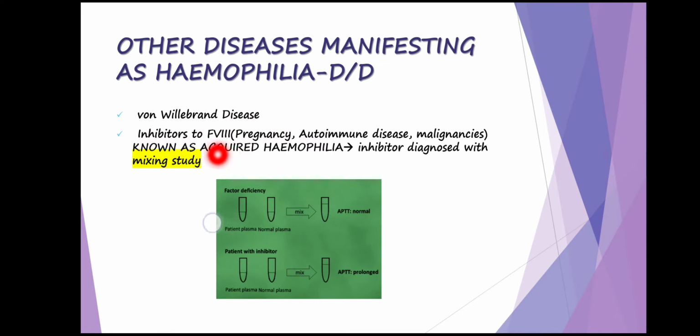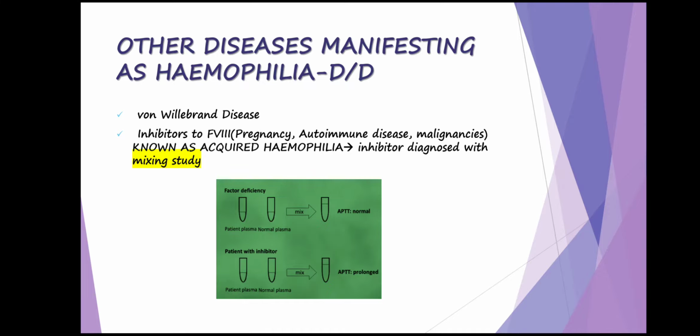Next is inhibitors to factor 8. As I told you earlier, in certain conditions there can be autoantibodies to factor 8, like in pregnancy or autoimmune diseases or certain malignancies. So this is known as acquired hemophilia, and then we have to diagnose the hemophilia due to inhibitor, and for that we do the mixing study.